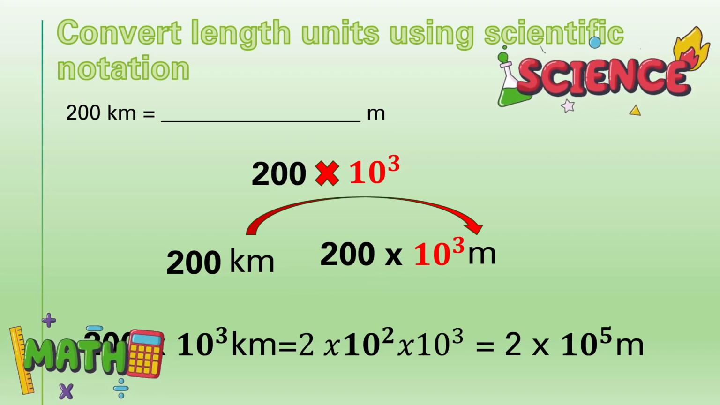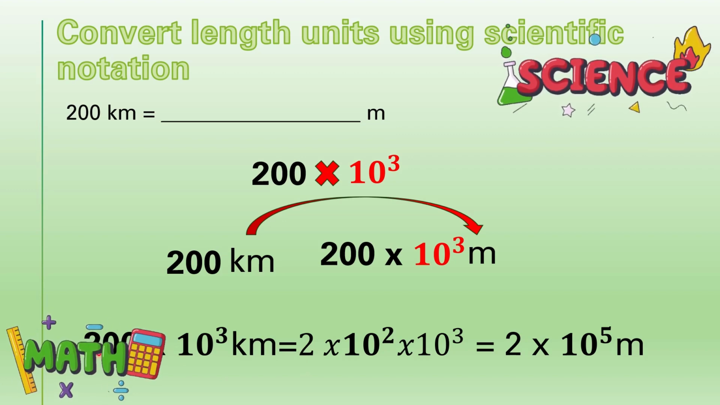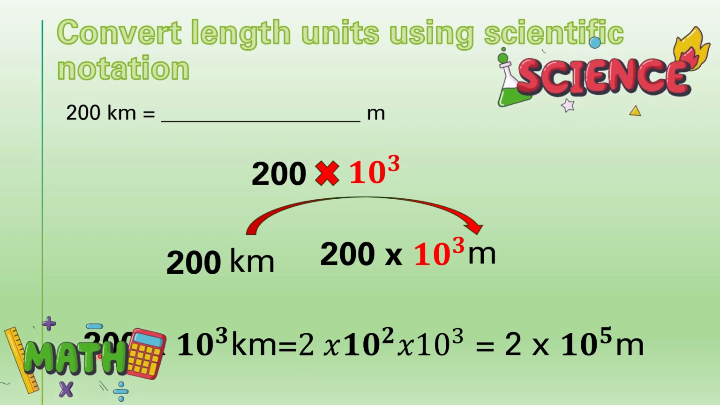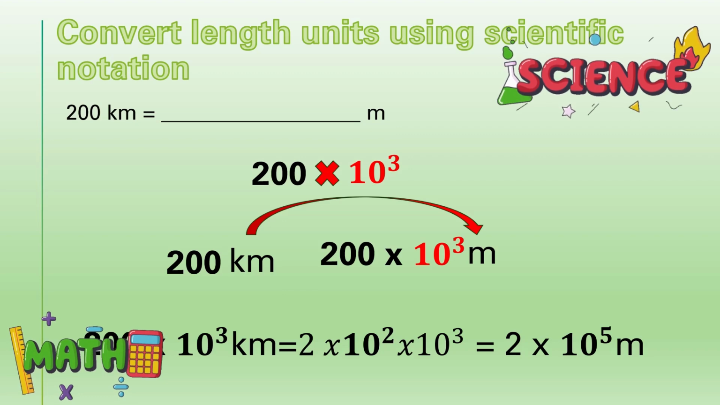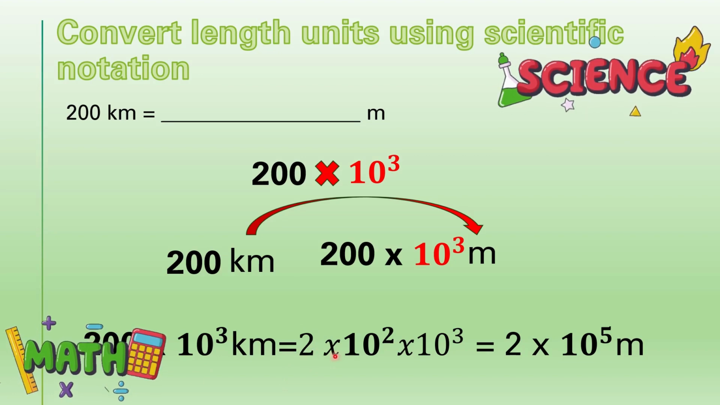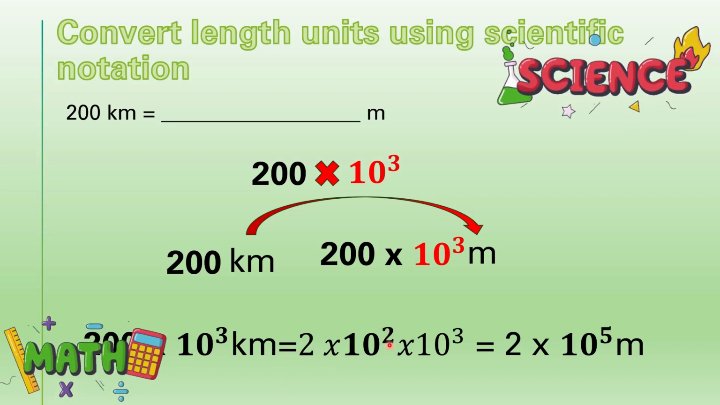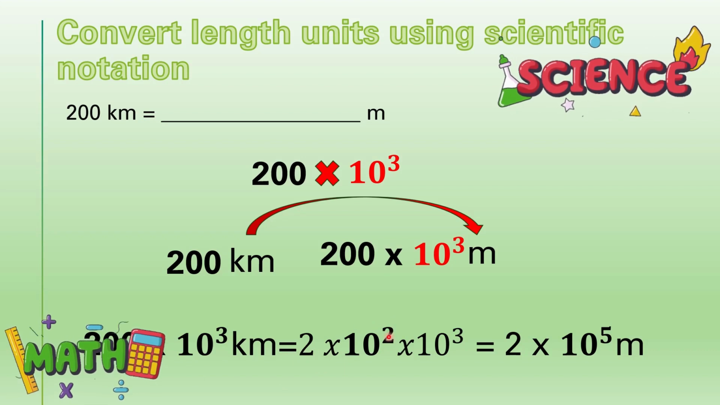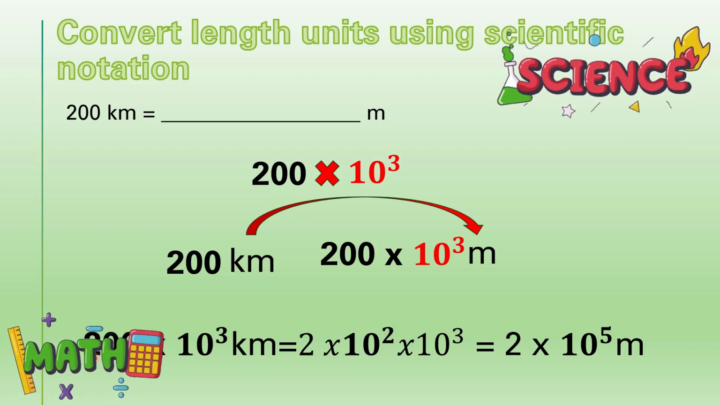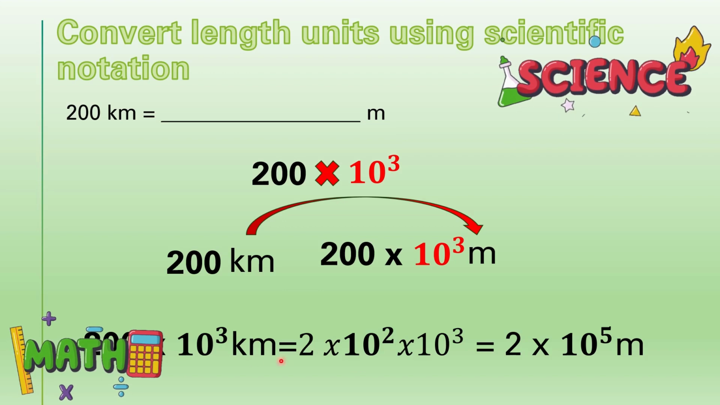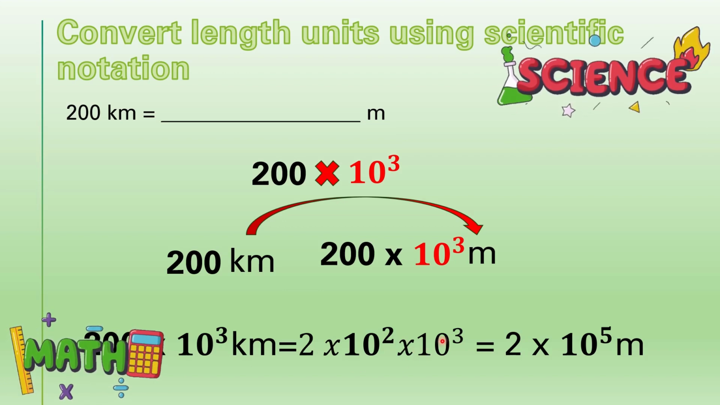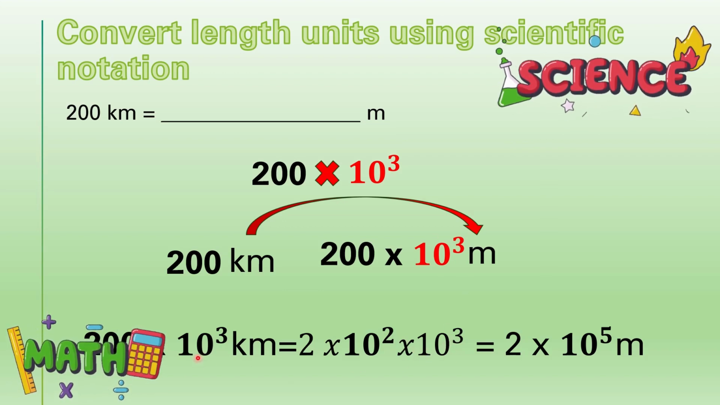So how should you simplify this 200 here? Again, we are moving to the right side from 2. How many places do we move? Here is 2, so 1, 2. We move 2 places, which means you put number 2 because you have it here, and you put 10 on the power. How much power will be here? It's 2. Why 2? Because we move 2 places, 1, 2. Then we will also have from here 10 on the power of 3.